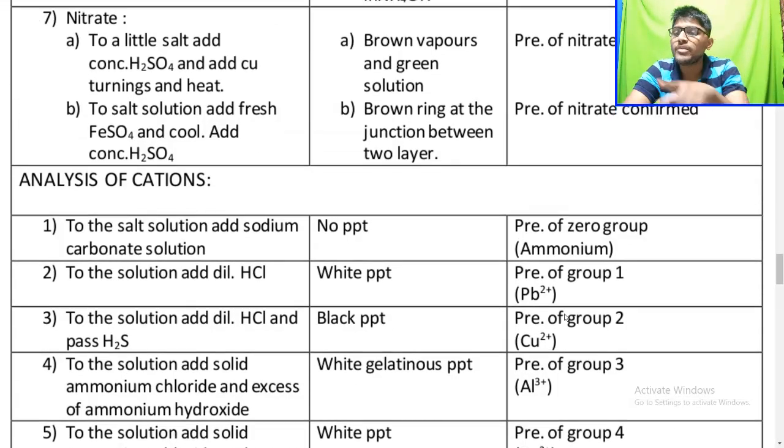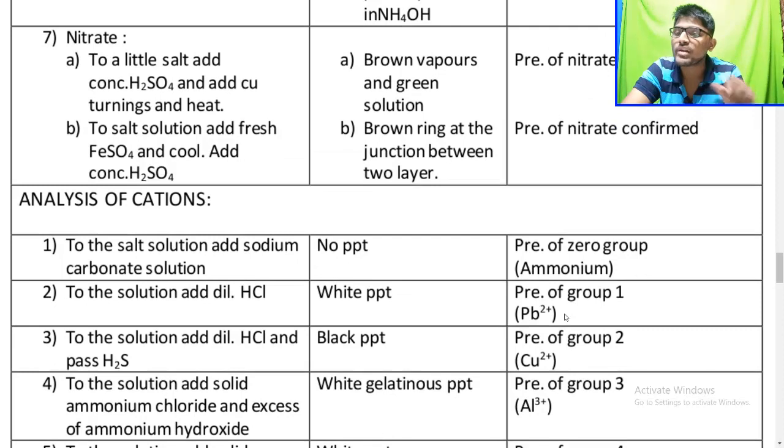The nitrate test is very important, so refer to the nitrate test too: to a little salt, add concentrated H2SO4 and add Cu turnings and heat; brown vapors and green solution appear. Presence of nitrate confirmed. So guys, the nitrate test is also very important, so refer to that.